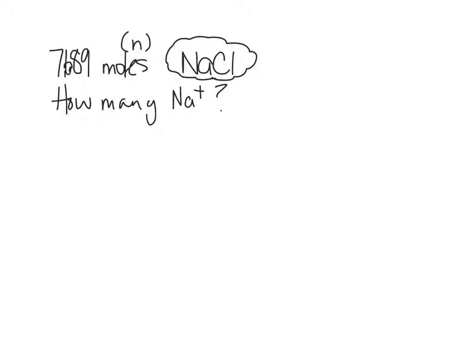Avogadro's number, it has to be for sodium chloride. Whatever you're given the moles of, that is the particle that goes in Avogadro's number. So big N, A, is 6.02 times 10 to the 23. What do we call the particles for sodium chloride? Formula units, yeah.